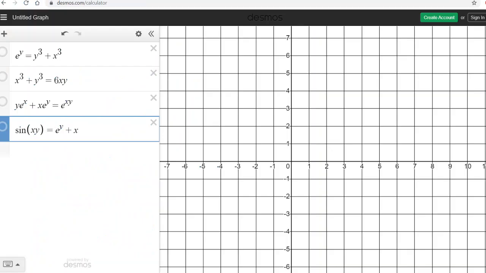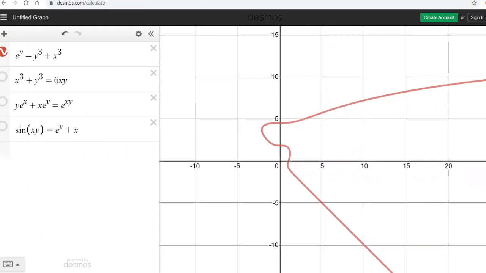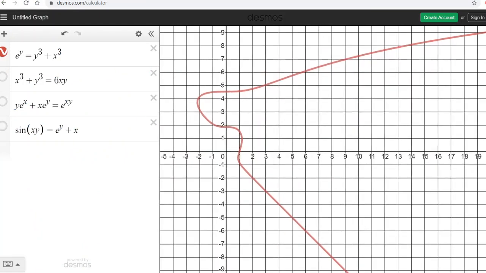So I want to, for each of these, show you what the graph looks like, just because, like I said last time, I think they're kind of interesting. So that's what the graph of e to the y is equal to y cubed over x cubed looks like.